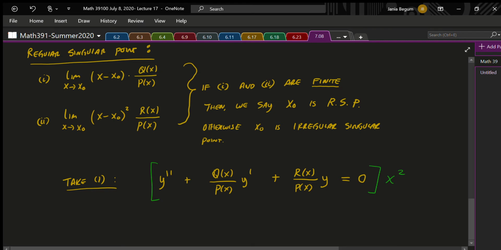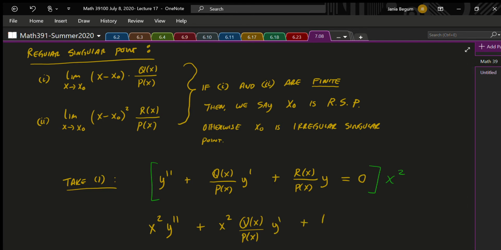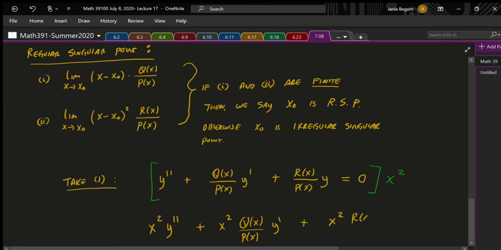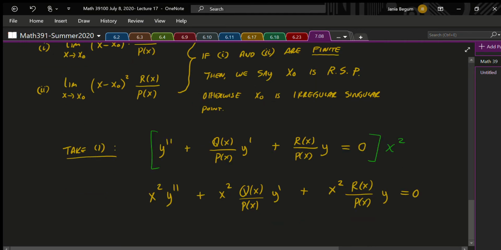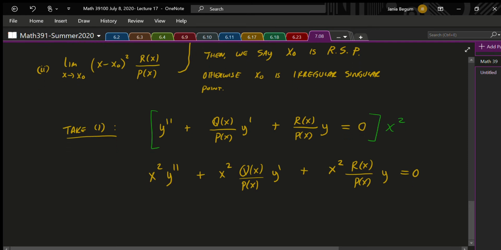We have x squared y double prime plus x squared q of x over p of x times y prime plus x squared times r of x over p of x times y equals 0. So that's the expression we get when we multiply both sides by x squared. Now I'm going to group the second and the third term in this way so that I can show you something very nice. Okay, so check this out.